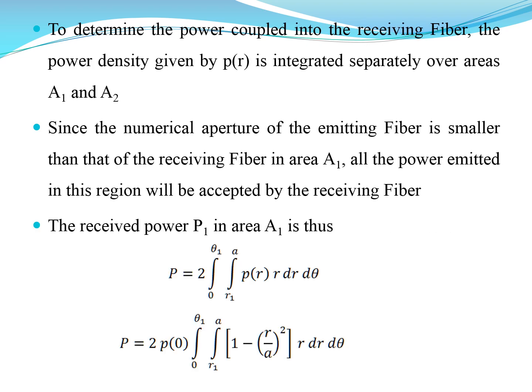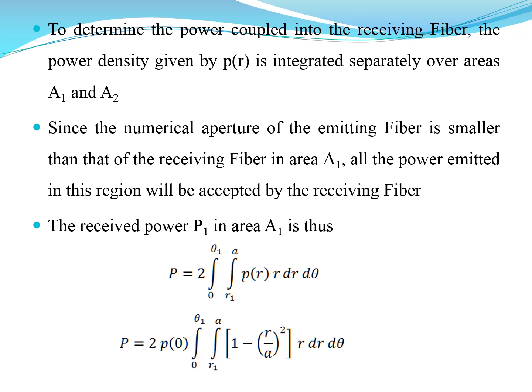Now we assume that the light from the first fiber can easily enter the second fiber whenever the numerical apertures of both the fibers are equal, because numerical aperture is the light gathering capability of the fiber. So if the area of the fiber core is more, the light gathering capability of such fibers is very high. Considering that, I will determine the power coupled into the receiving fiber.